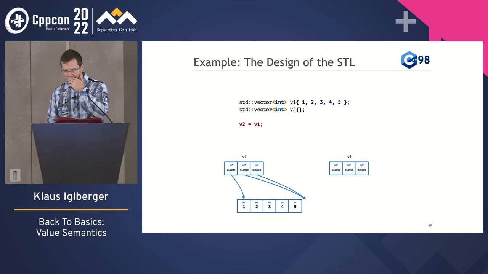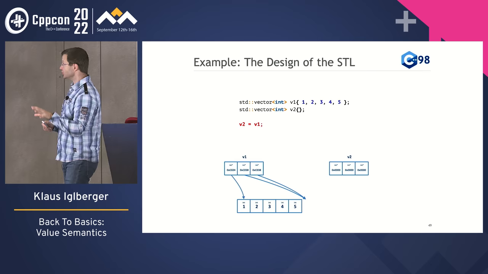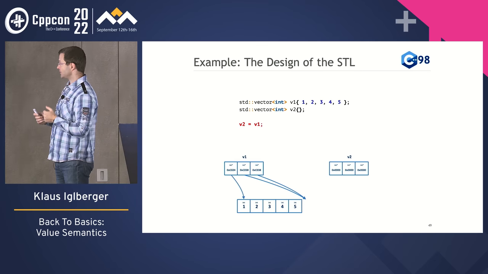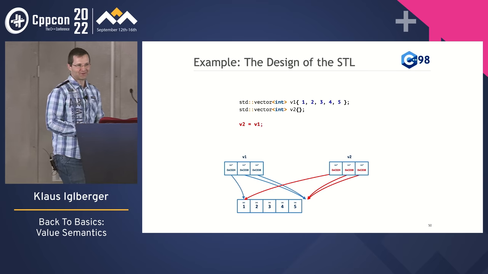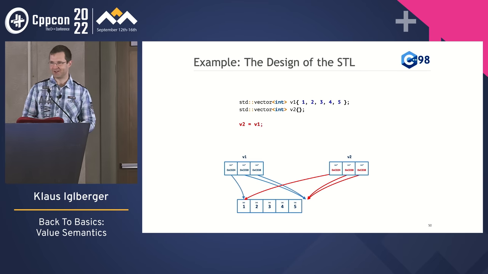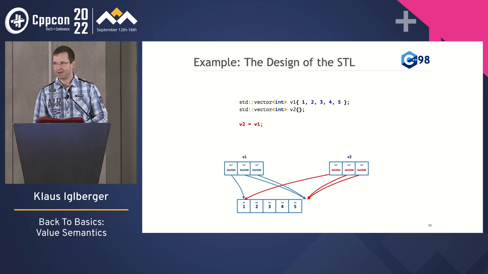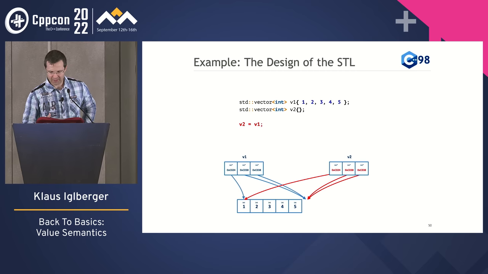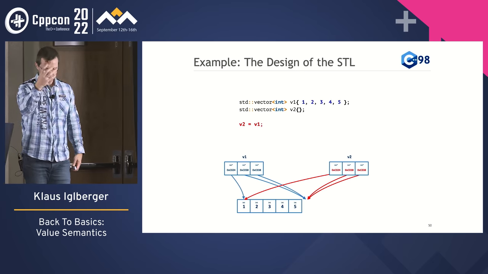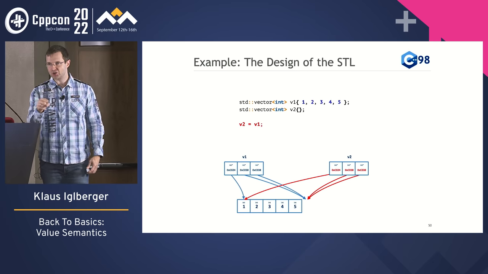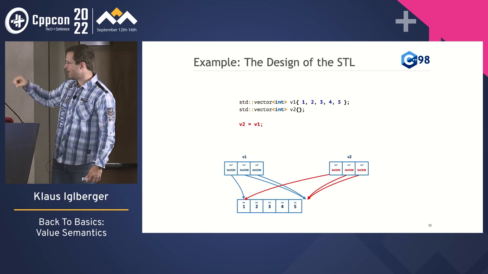Now, how do we copy? Well, conceptually, we could just do this. And then, truly, the vector v2 would have the same values, right? But of course, it's not so simple. Because if you now change either v2 or v1, if you change one of the values, this change should not reflect on the other vector.